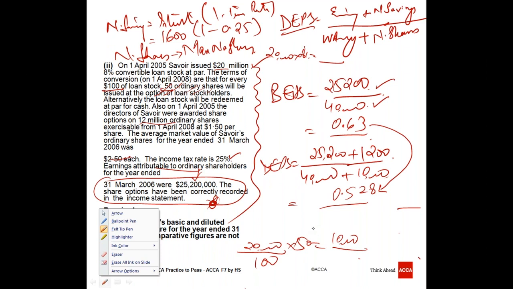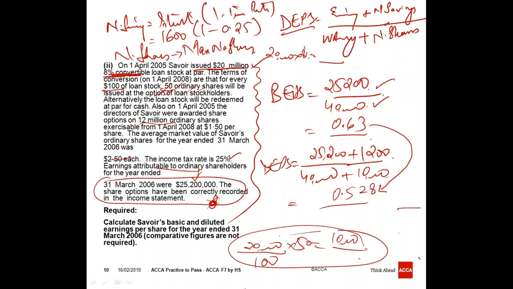any question? So where did we calculate 1600? 1600 is calculated as 20,000 into 8%. 20,000 into 8% is the interest of this convertible loan. You can even see it from this initial point. And where did we calculate 10,000? 10,000 is calculated here. 20 million loan notes, and each loan note can be converted into 50 shares.